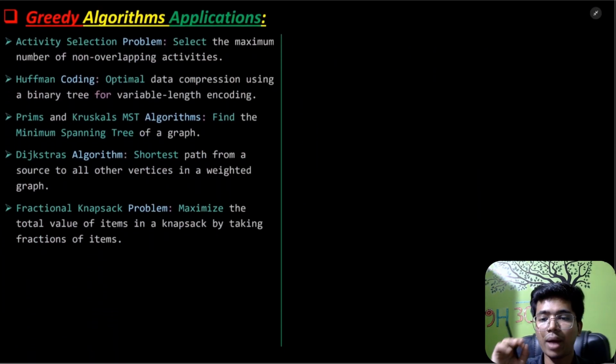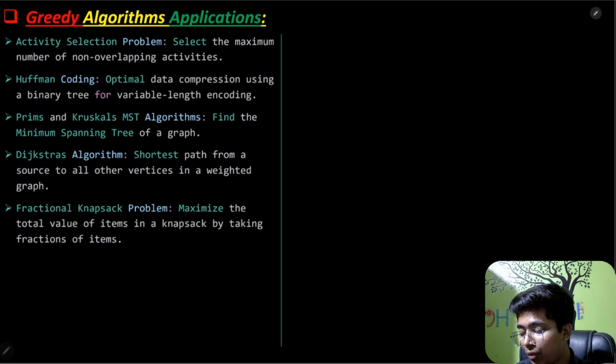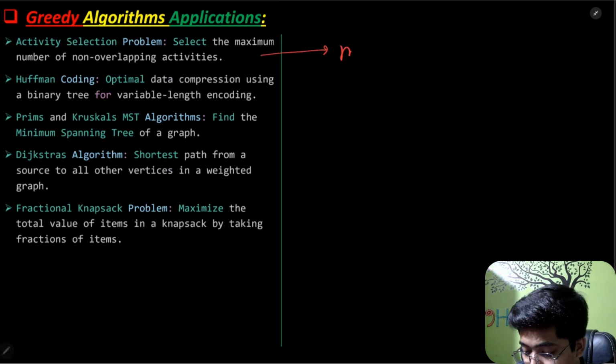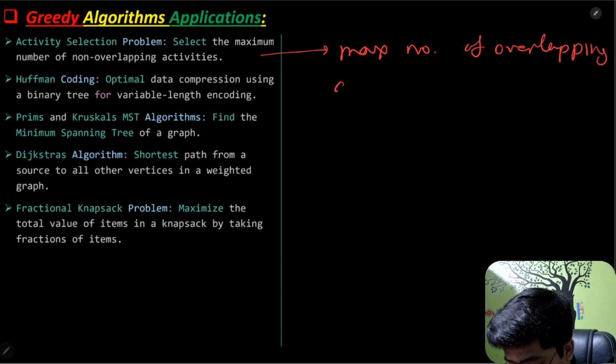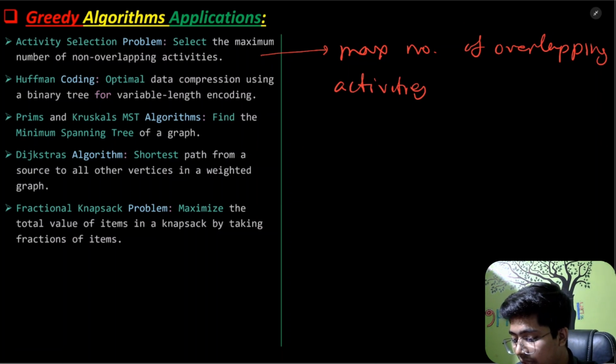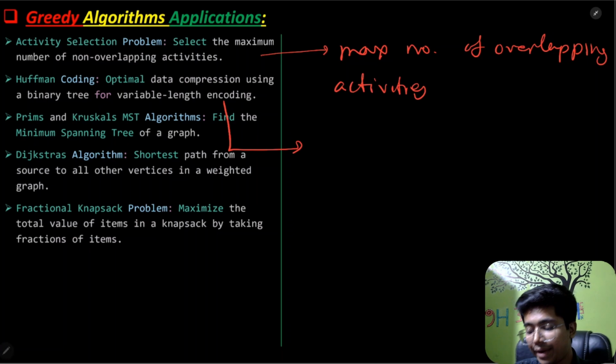These are a few major applications where we apply greedy algorithms. First, the activity selection problem: select the maximum number of non-overlapping activities. If we want to find the maximum number of non-overlapping activities, then we use this greedy algorithm. Second, Huffman coding: optimal data compression using a binary tree for variable-length encoding. In Huffman coding, we use this for optimal data compression.